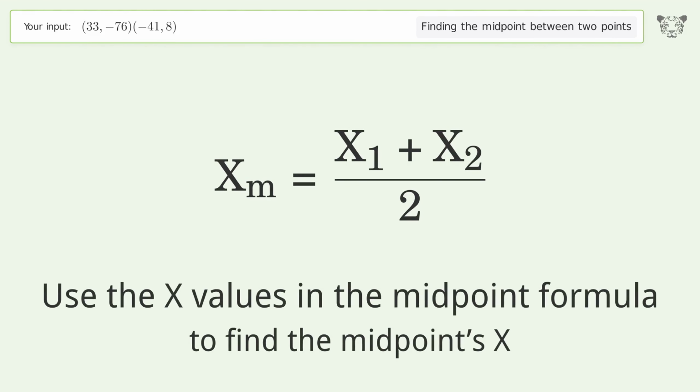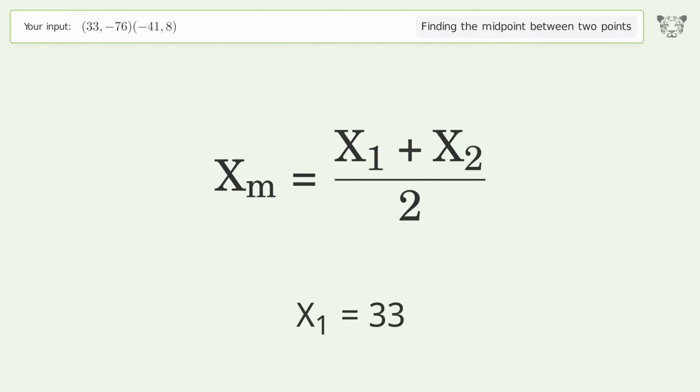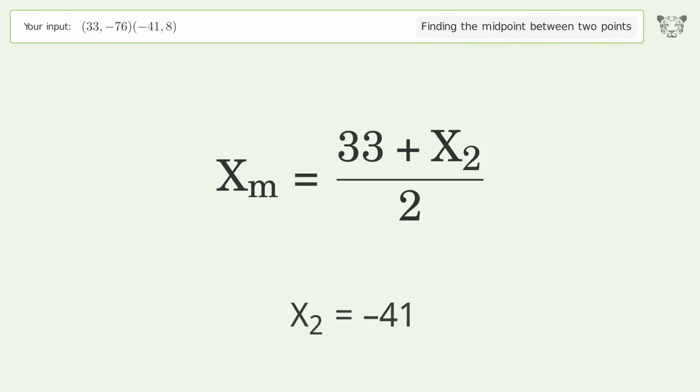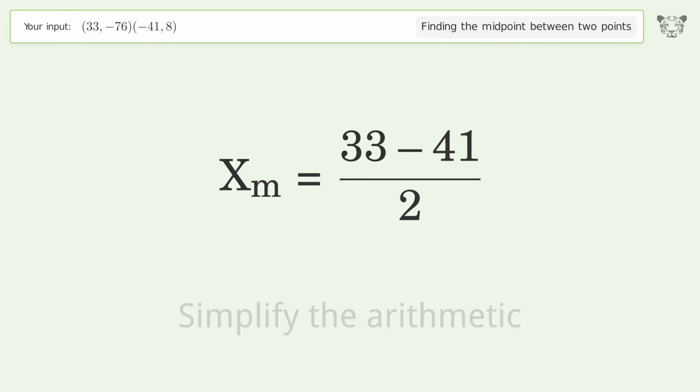Use the x values in the midpoint formula to find the midpoint's x. x1 equals 33. x2 equals -41. Simplify the arithmetic.